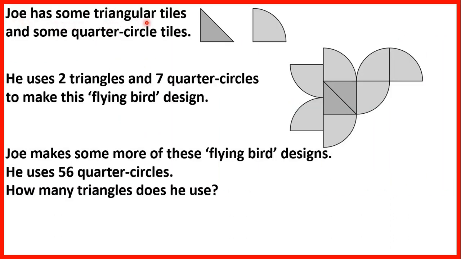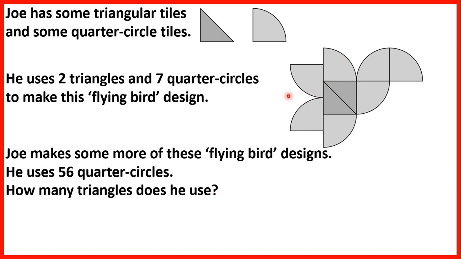Joe has some triangular tiles and some quarter circle tiles. He uses 2 triangles and 7 quarter circles to make this flying bird design. Joe makes some more of these flying bird designs. He uses 56 quarter circles. How many triangles does he use?